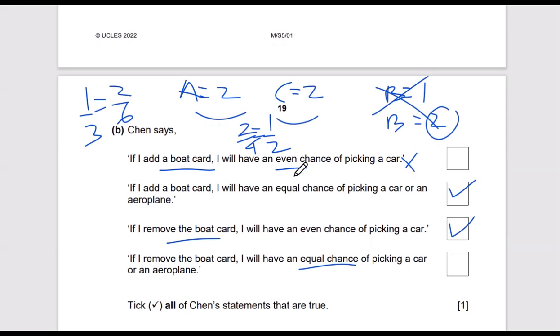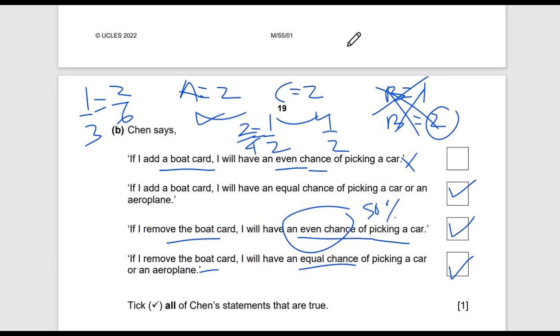Okay, let's check again. If I add a boat card, I'll have an equal chance of picking a car or an aeroplane. Yeah, it's true. This one: if I remove a boat, I will have an even chance of picking a car. So this is true. Now last, if I remove the boat card, I'll have an equal chance of picking a car or an aeroplane. Okay, even chance, equal chance of car and aeroplane. So this should be correct. 2/4, and an even chance is 50%. So this is also correct. So these are all three correct: 1, 2, 3.